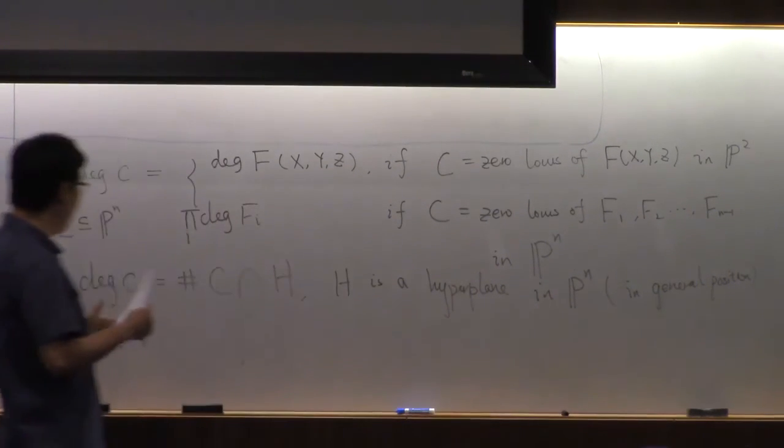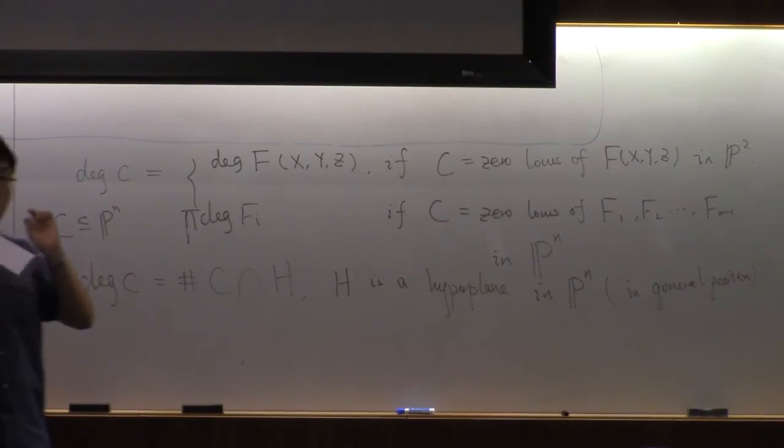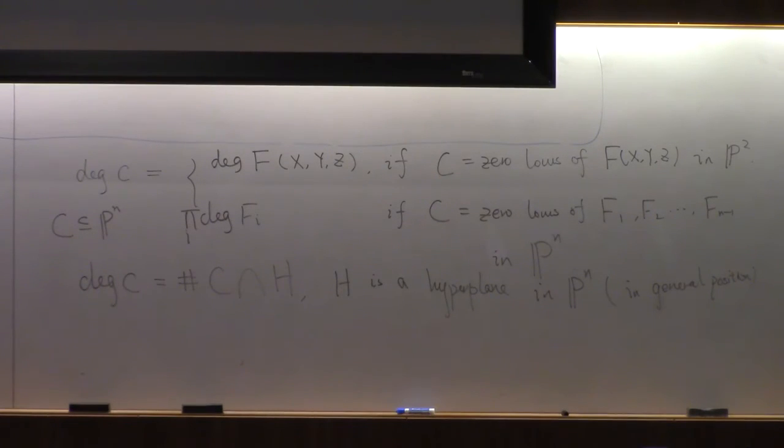One more remark is that this degree is different from the notion of genus. The genus is interesting. It does not depend on the embedding of the curve into the projective space. Because for a given curve, you have many ways to embed it into the projective space. But the genus is always the same, no matter how you embed it. But the degree depends on the embedding. If you have two different embeddings, the degree may change.